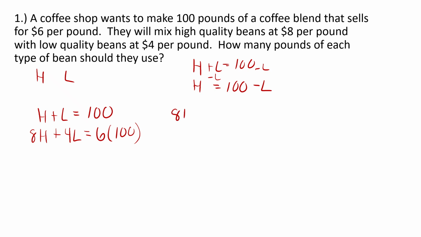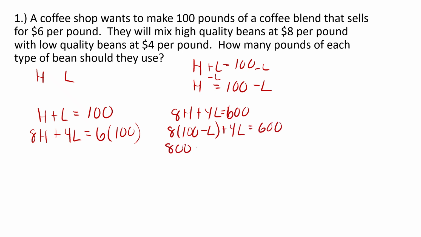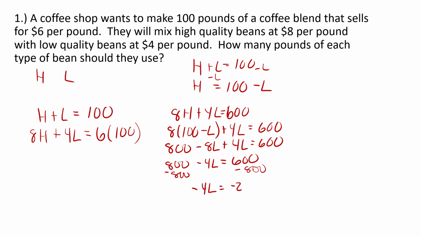And then we'll come into the other equation and substitute that in. So 8 times (100 minus L) plus 4L is equal to 600. So this is 800 minus 8L plus 4L equals 600. Combining my like terms there, negative 8L plus 4L is negative 4L. And subtracting 800 from both sides, we get negative 4L is equal to negative 200.